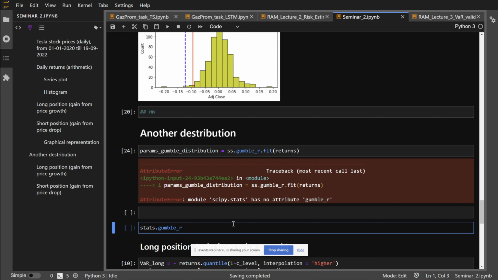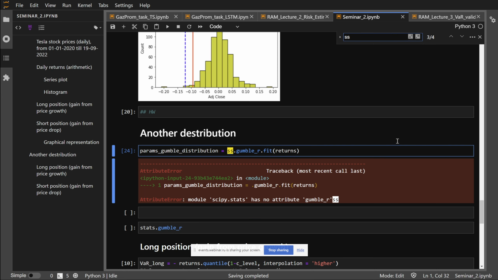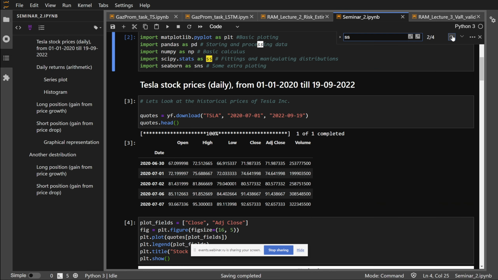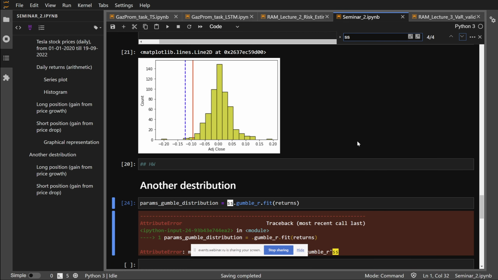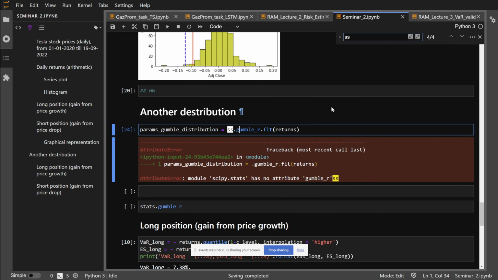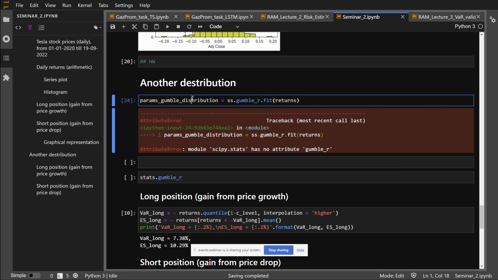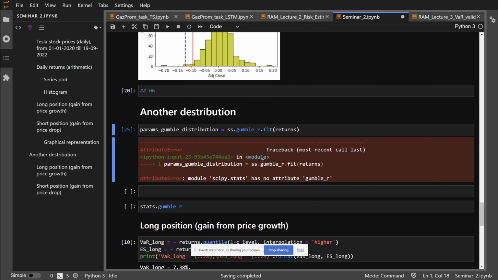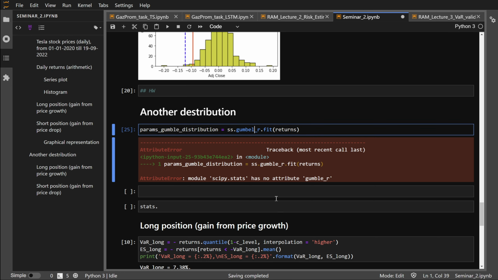Let me see. Yeah, it's kind of strange. Let me see. Attribute error, so it has no attribute. It's just a typo because it's not Gumble but Gumbel. That's okay.